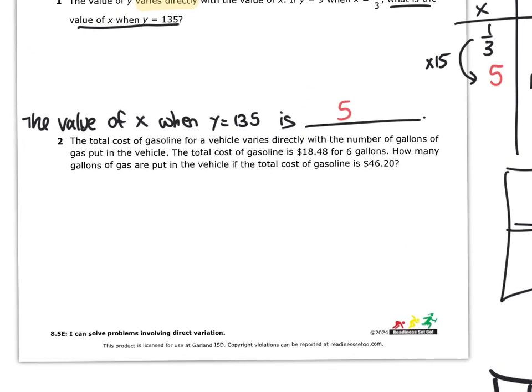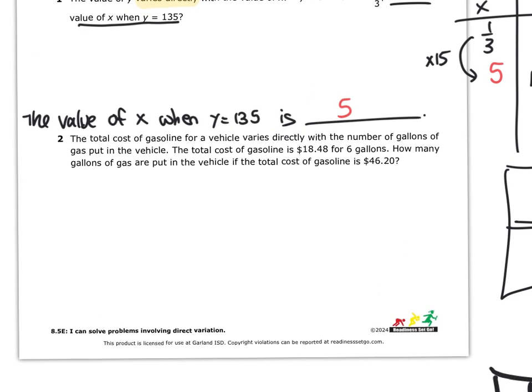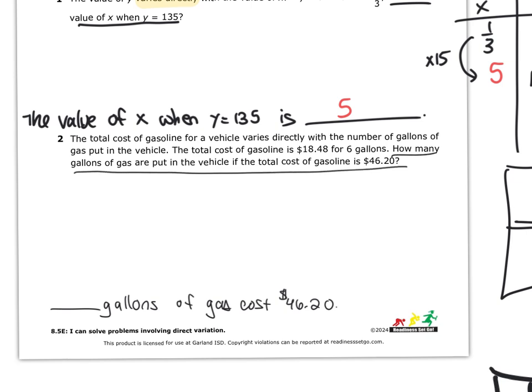Let's look at one more problem here. The total cost of gasoline for a vehicle varies directly with the number of gallons of gas put in the vehicle. The total cost of gasoline is $18.48 for 6 gallons. How many gallons of gas are put in the vehicle if the total cost of gasoline is $46.20? Here's what I'm being asked to find: the number of gallons of gas that cost $46.20.